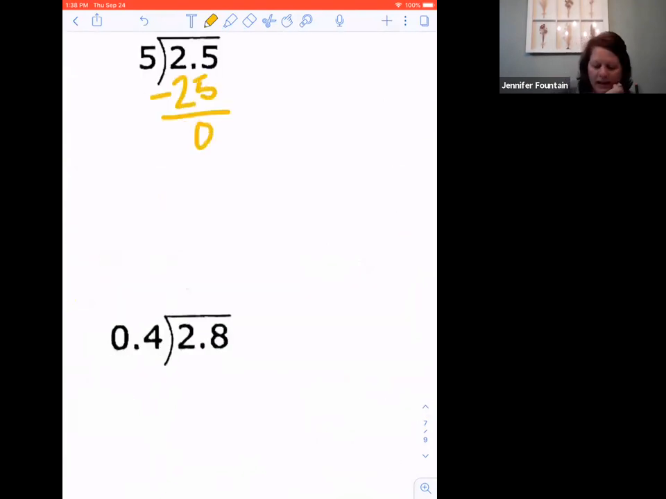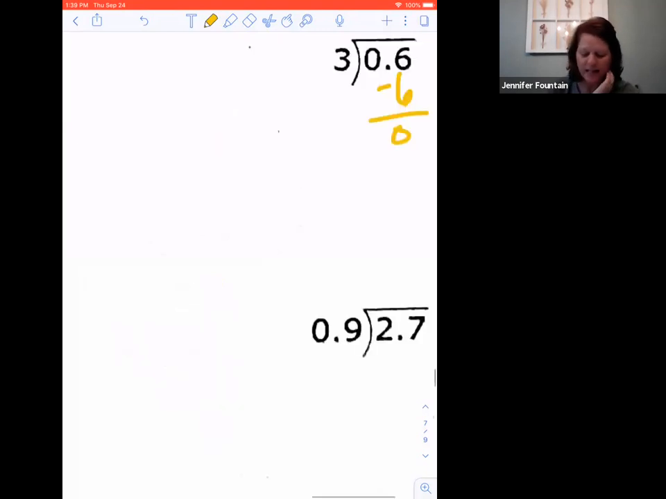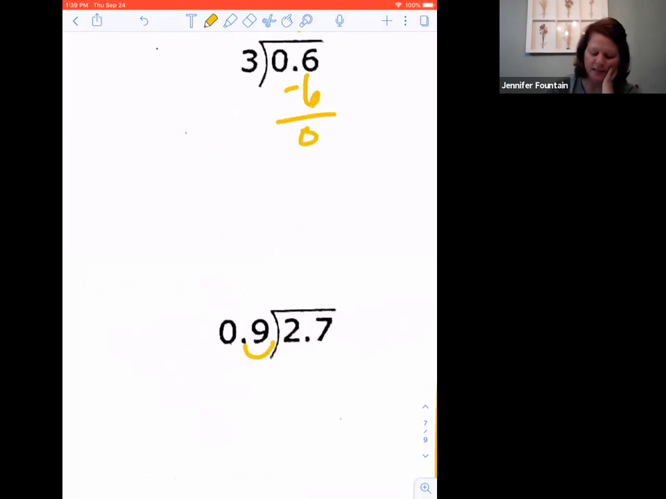0.4 into 2.8. 0.4, I have to move it one place. 2.8 now is 28, and 4 will go into 28 7 times. 7 times 4, 28. No remainder. And then the last one, 0.9 becomes 9. 2.7 becomes 27, and 9 will go into 27 3 times. And 3 times 9 is 27 with no remainder.